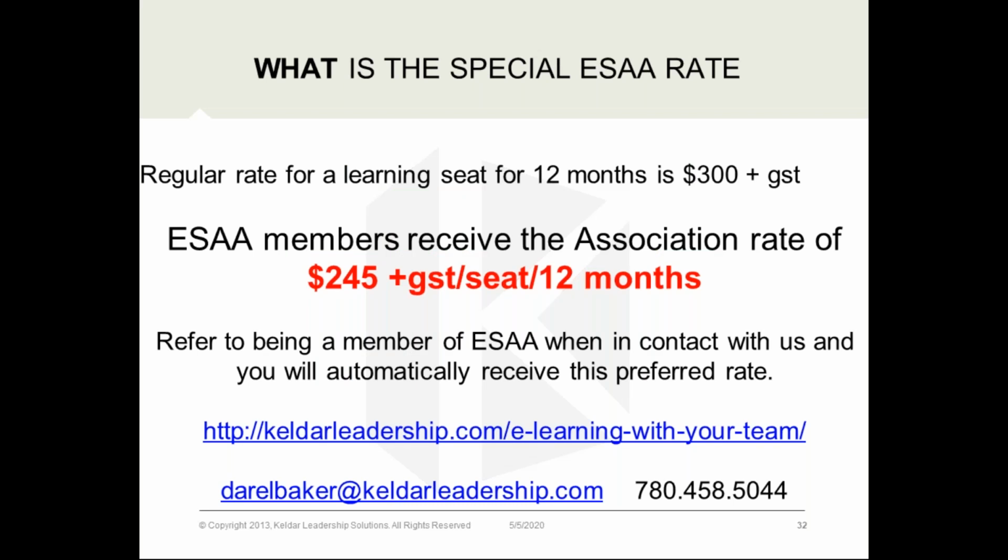What the normal cost for this would be for a learning seat, and what a learning seat is, for 12 months an individual would be able to access a very significant library of different courses, and it would be $300 for the year. But what we're going to do for the association and ESA members is that they would be able to get the rate of $245 per seat for 12 months.